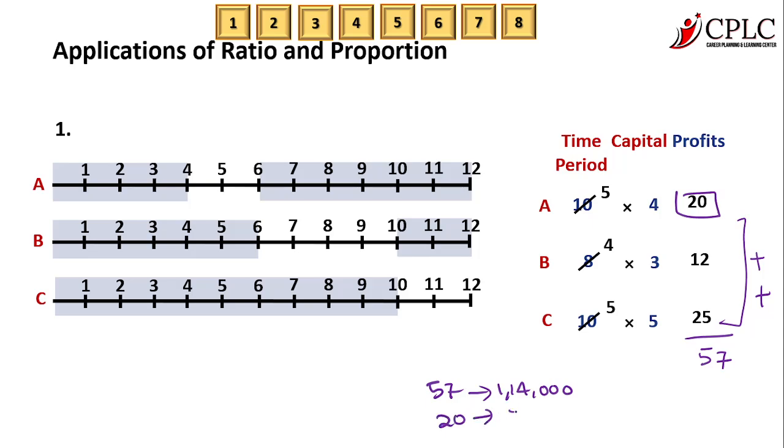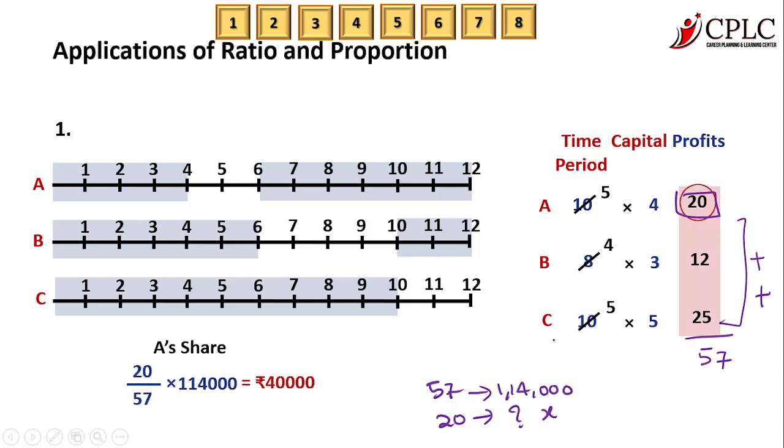And then they're asking A's share. For us, A's value is 20, is how much? That is X, for example. So if we cross multiply, I will get the answer, and we'll get the answer as 40,000 rupees. So A's profit is 40,000 rupees out of 1,14,000. So nothing is mentioned, and hence compound partnership is what we are using here as the solving part. I hope you have understood this first question. Very, very basic, very, very straightforward, simple question.